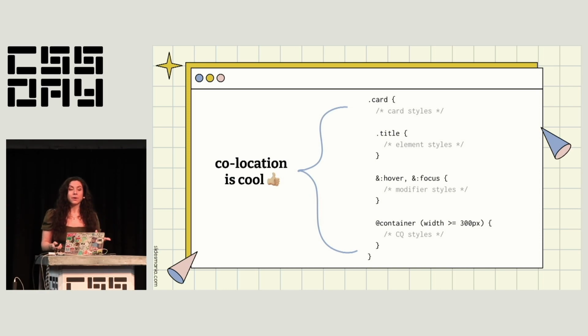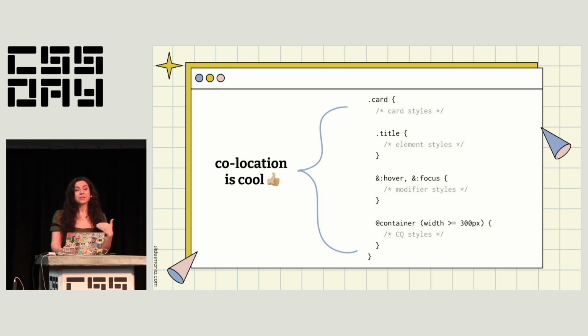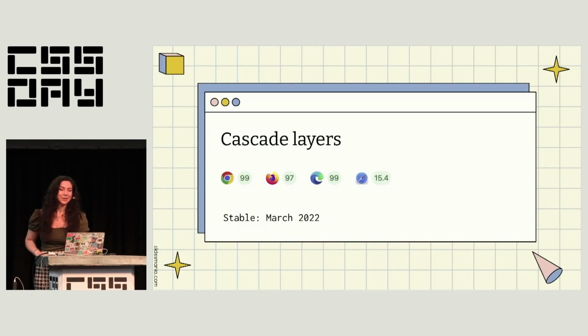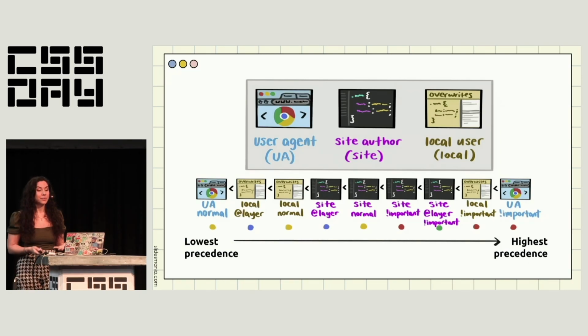But we don't always want to co-locate our styles. And in fact, we might need to separate them. It might be important in our CSS architecture. And now there's another new cross-browser supported primitive that allows us to do that and manage the cascade. Can you guess what it is? Someone shout it out. Layers. Not scope yet.